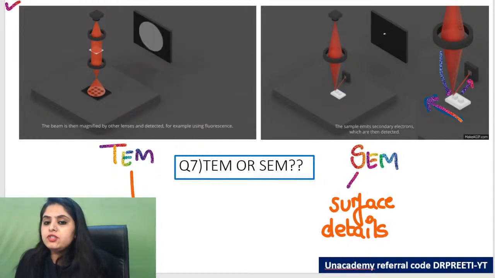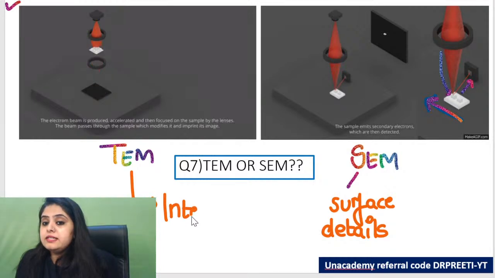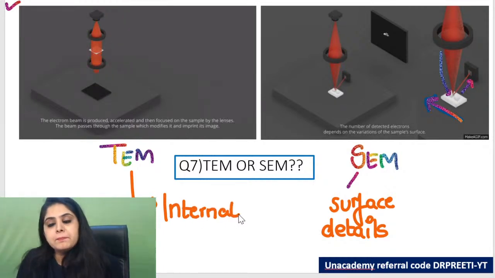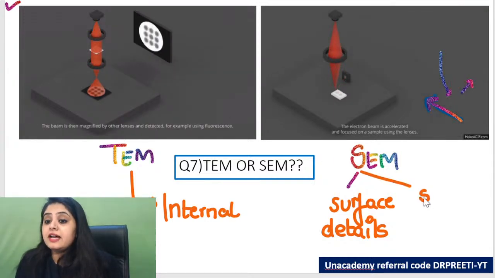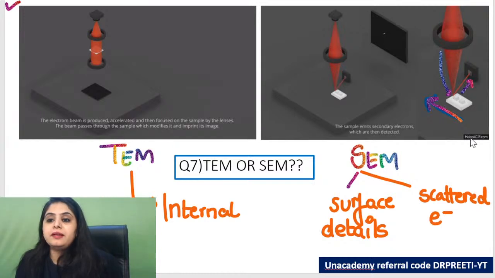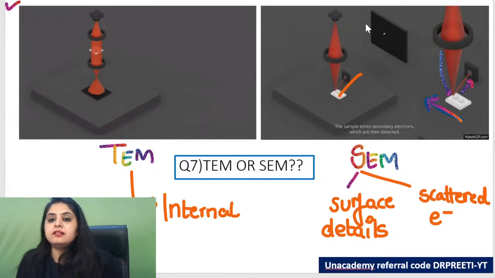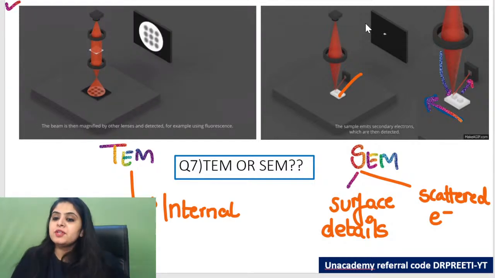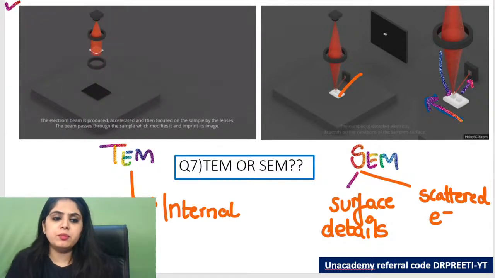And the one which is going to help me get internal details is going to be TEM. Okay, in which of them am I going to utilize the scattered electrons? You'll say, ma'am, in SEM, because electrons are falling and then they are getting scattered. They are falling, then they are getting scattered. Okay, let me take a test. Let me see how much did you understand.